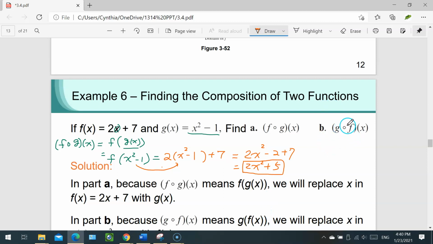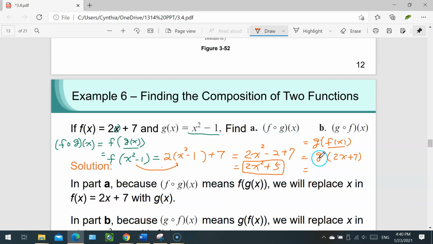We do the other way around. G compose f at a point x. So we rewrite it into g outside, f of x inside. Now we start from the inner function, start from f of x. F of x is 2x plus 7, so I write down the 2x plus 7, and the g function stays outside.